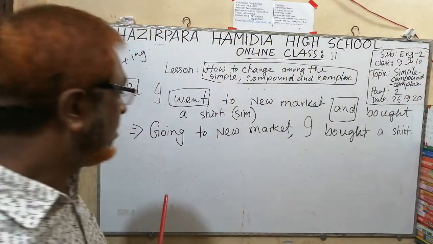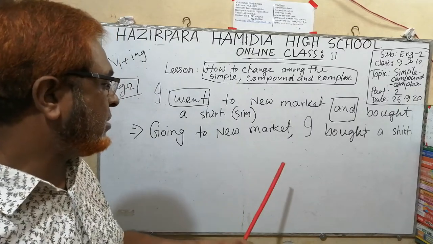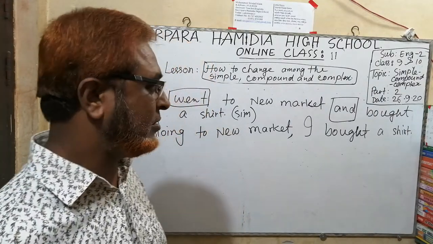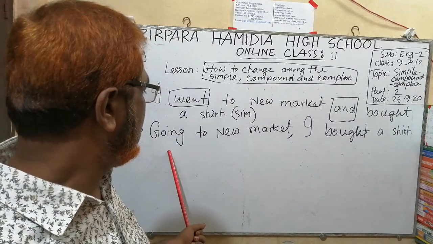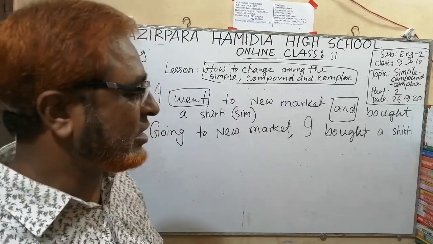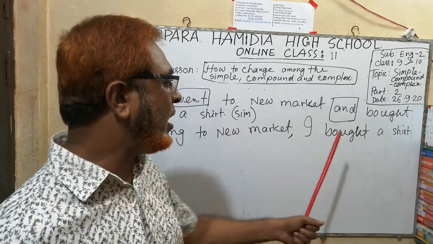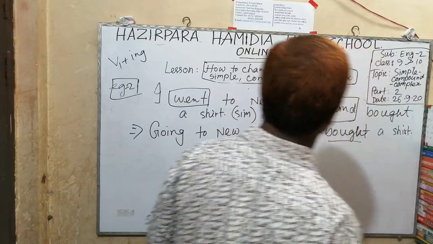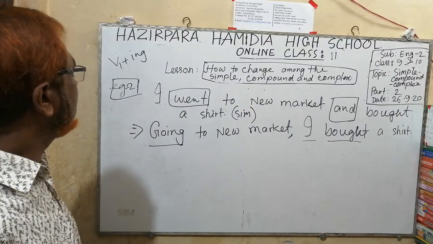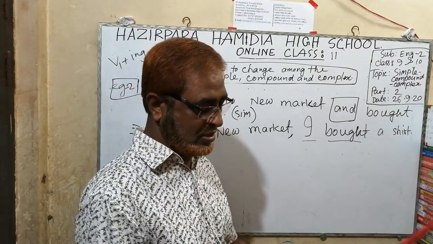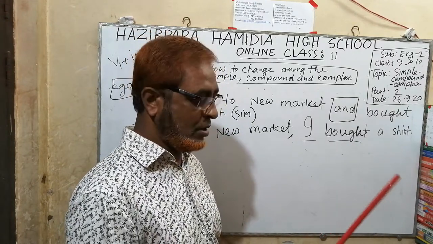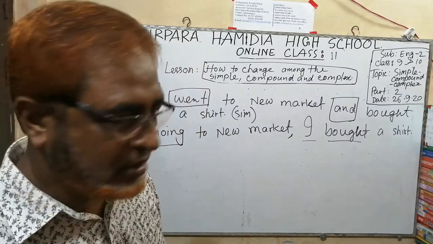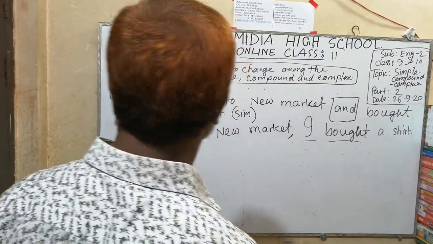Dear students, now going to New Market, comma, I bought a shirt is a simple sentence, because we know that a simple sentence contains one subject, one finite verb. Here, one subject, one finite verb. This is a non-finite verb, which has no relation with the subject. I hope that you understand. My dear learners, let us go to the next example.